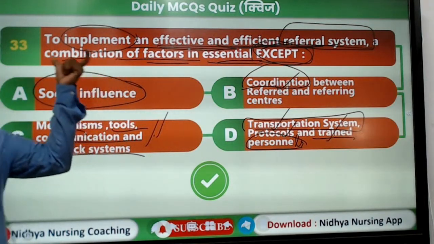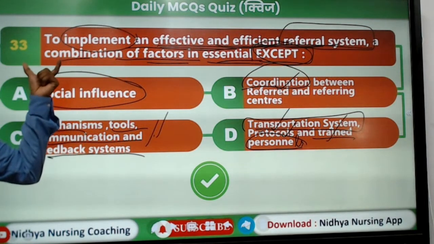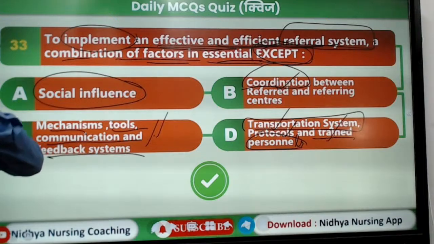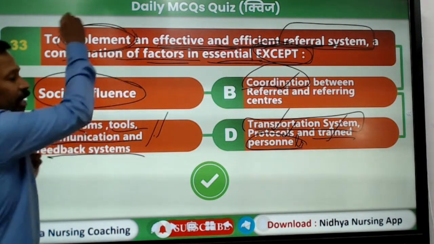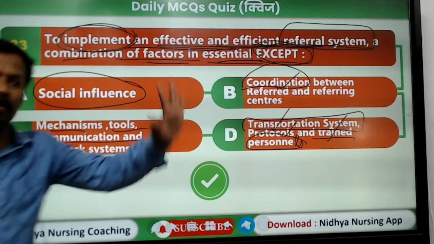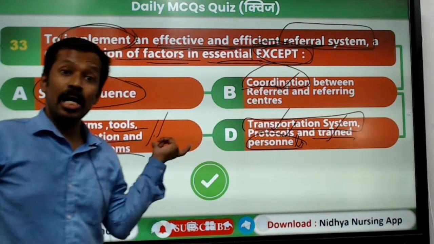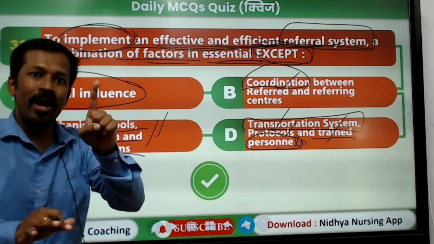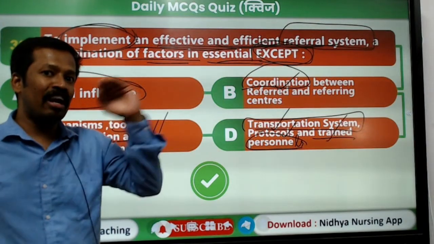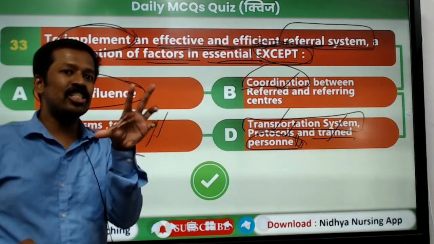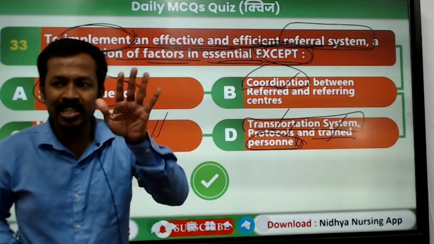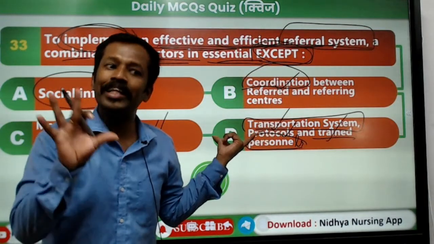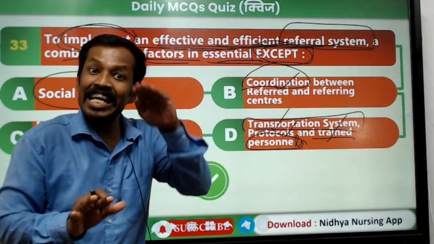So here one word is there. That is what I told you. There is a trickiness in the question. To implement, I told you these all are the basic factors. For implementing all these things, one thing is not necessary. For referring one area to another area, one is least concern. All these factors should be there, but one factor is least concern.